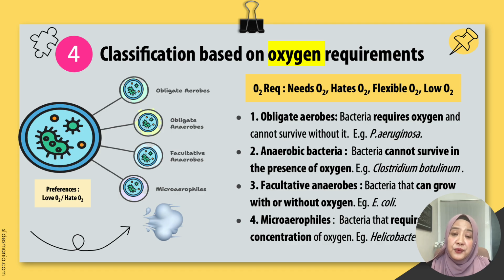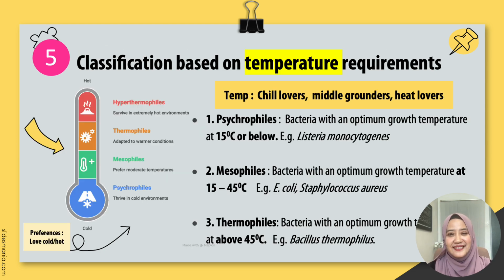Then you have a group of organisms called facultative anaerobes, which means they're very, very flexible. They can grow in the presence or in the absence of oxygen. They're really okay with either way. Example of this is E. coli. And you've got microaerophiles. Microaerophiles require oxygen to live, but they just need a small amount. An example is Helicobacter pylori.